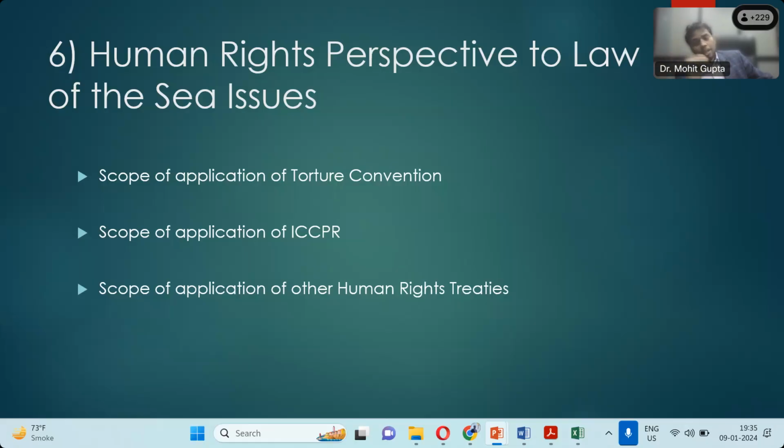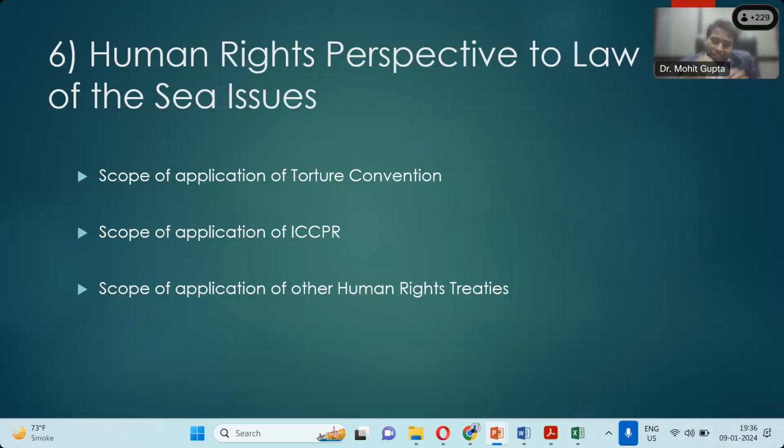Now imagine there is a foreign ship, maybe a US flagship, which has come to an Indian port, and suppose some human rights violation is happening on that US ship in the Indian port, and we know that India has ratified ICCPR. Whether India is under a responsibility to protect the human rights of seafarers on board a foreign vessel in an Indian port.